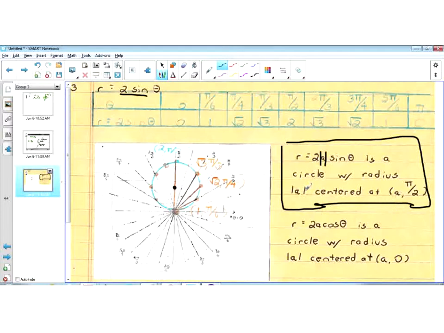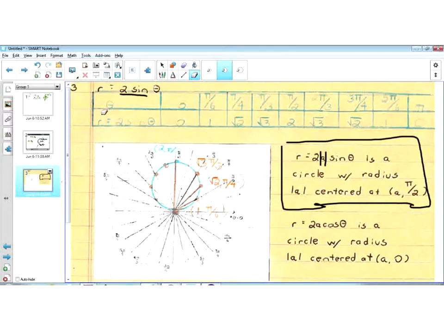If we were to plot the point 1, pi halves in the polar plane, we go out 1 radial unit and then rotate pi halves, and that would be the center of the circle. And then the radius, of course, is 1. So we just draw a circle with radius 1 at that center in the polar plane. Now, if r were equal to 2a cosine theta, this would be a circle with radius absolute value of a, centered at a, 0.